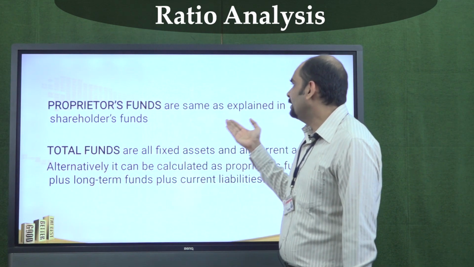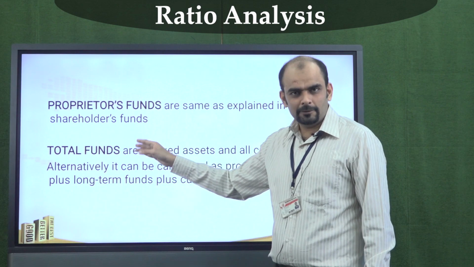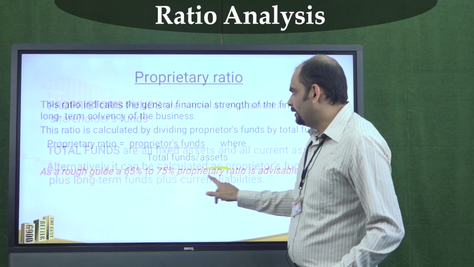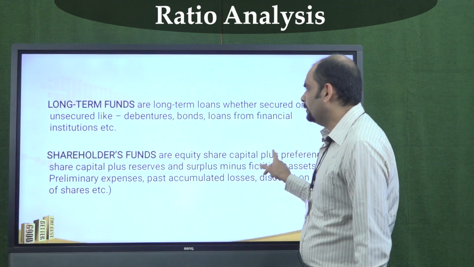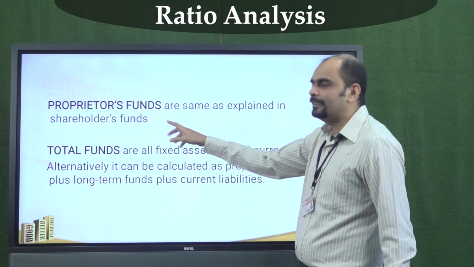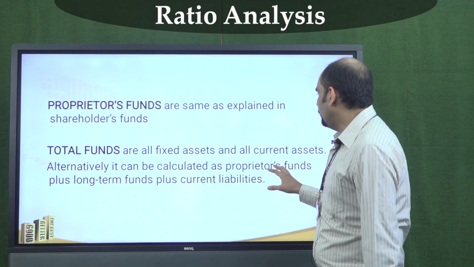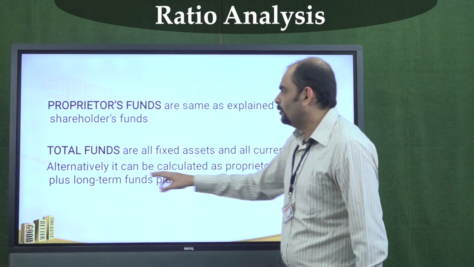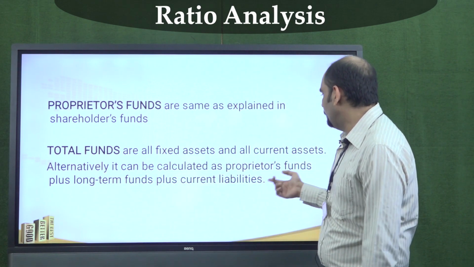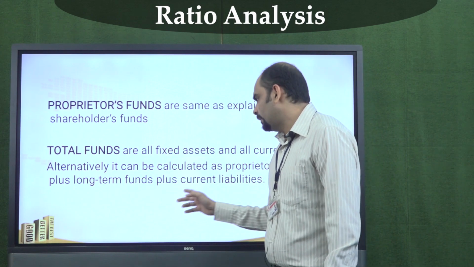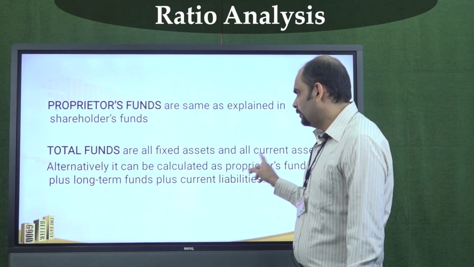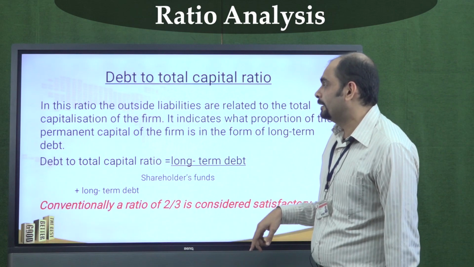Proprietary funds are the same as explained in the shareholders funds. It is everything the same. See here, shareholders funds and proprietary funds are one and the same. Total funds are all the fixed assets and all the current assets. Alternatively, it can be calculated as proprietors funds plus long-term funds plus current liabilities. So this way you get total funds.